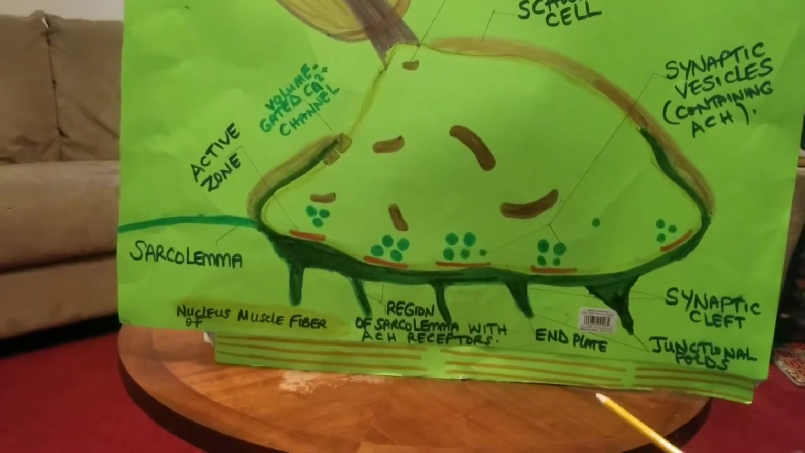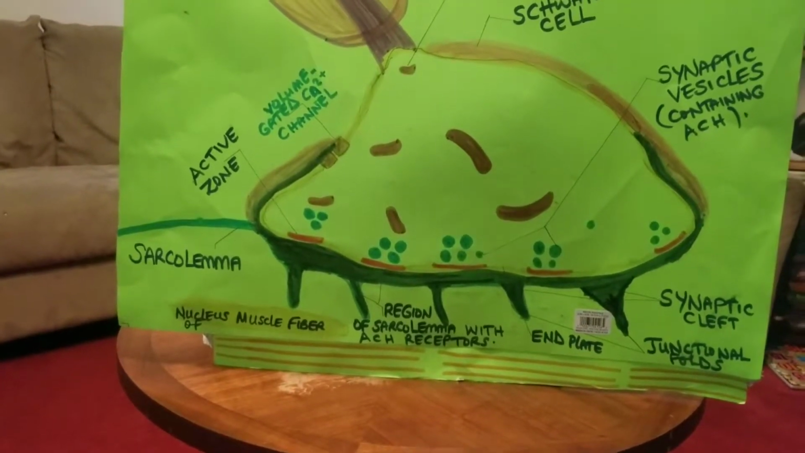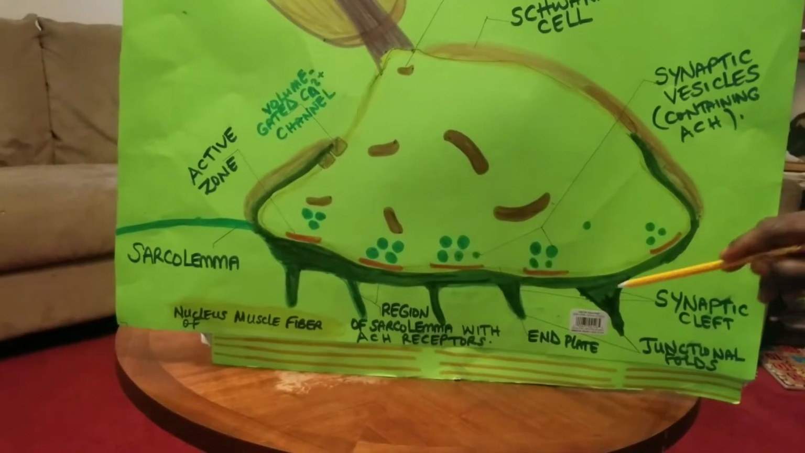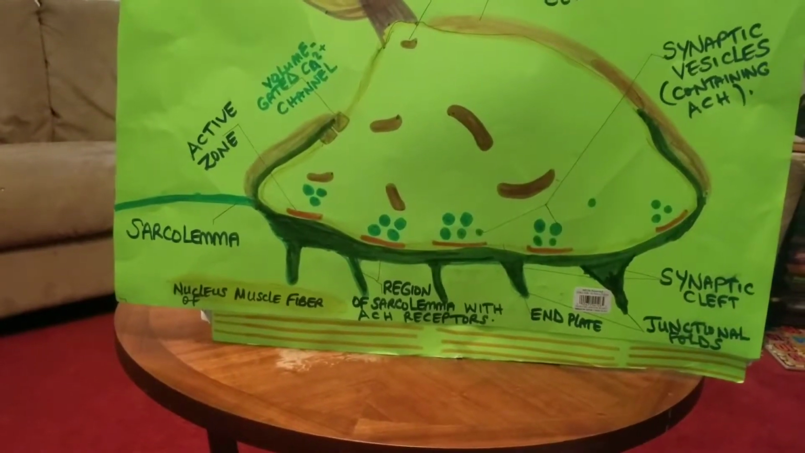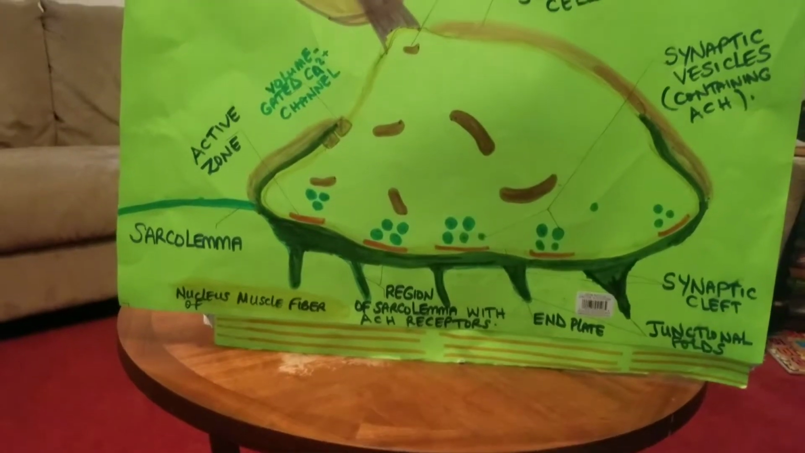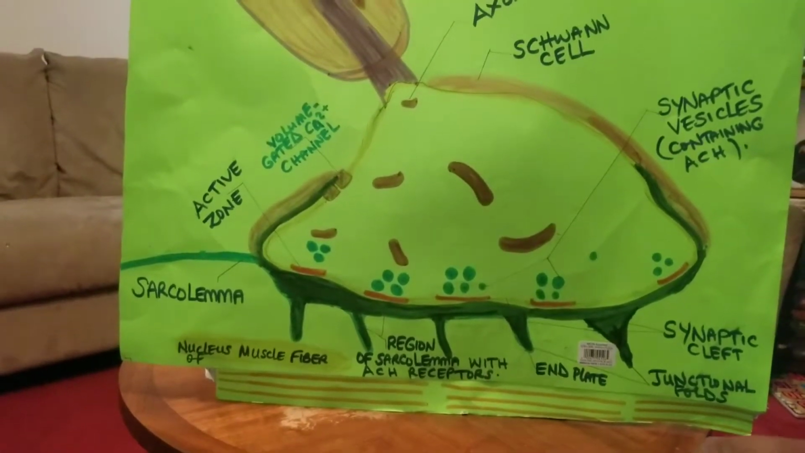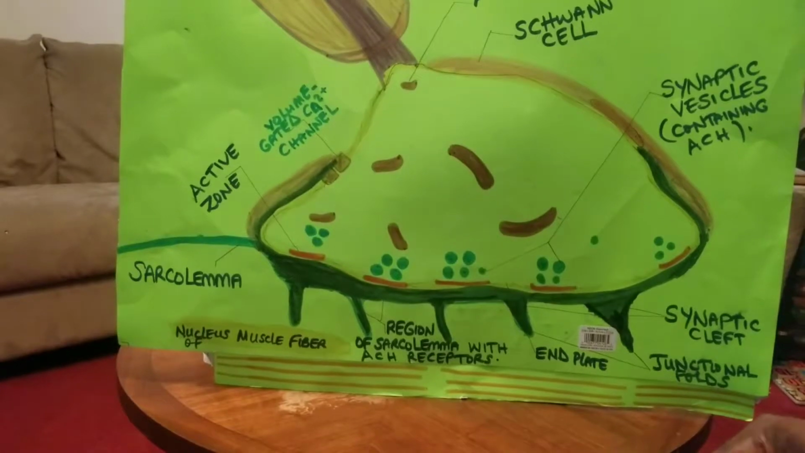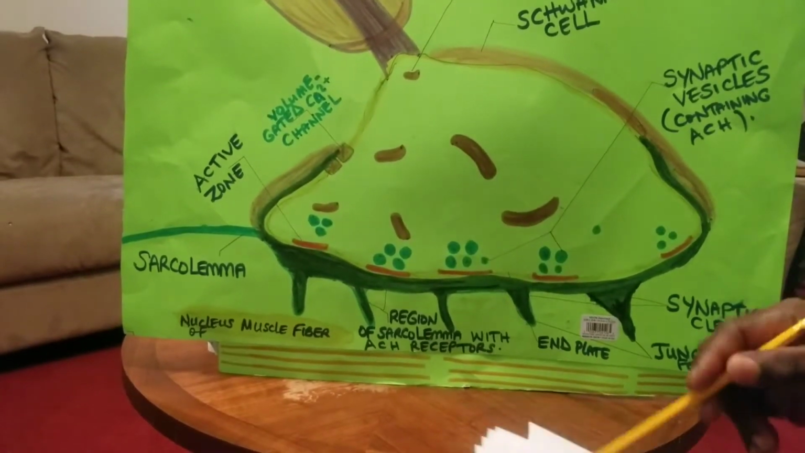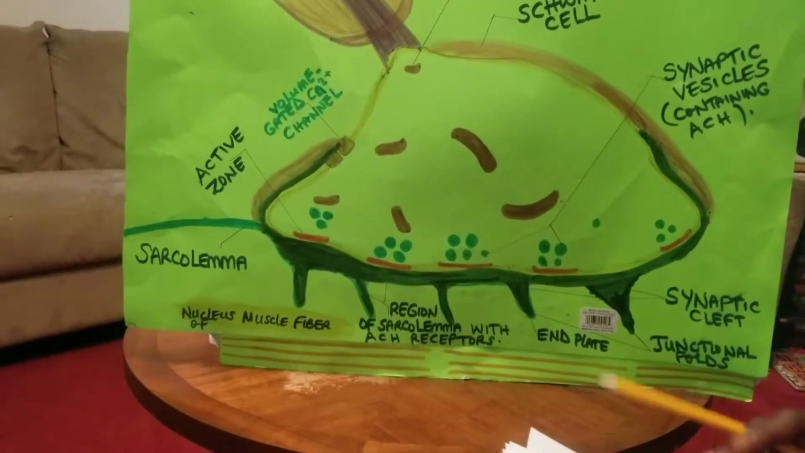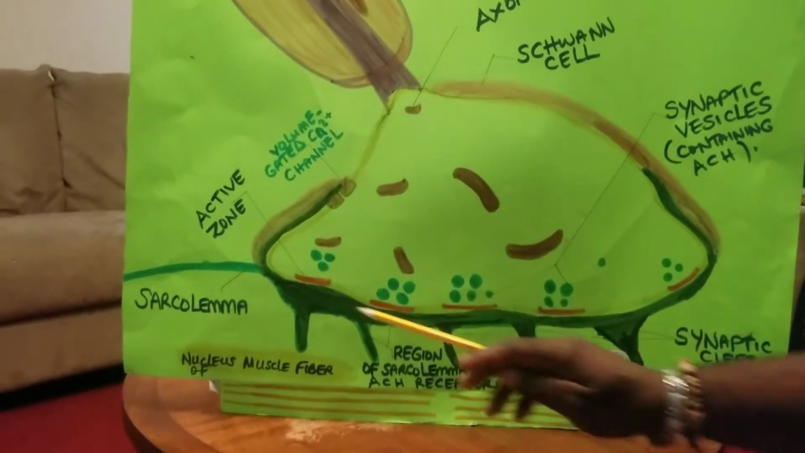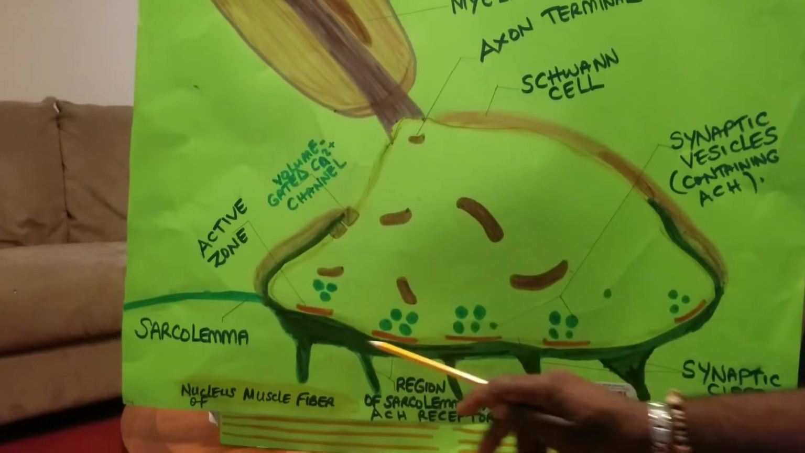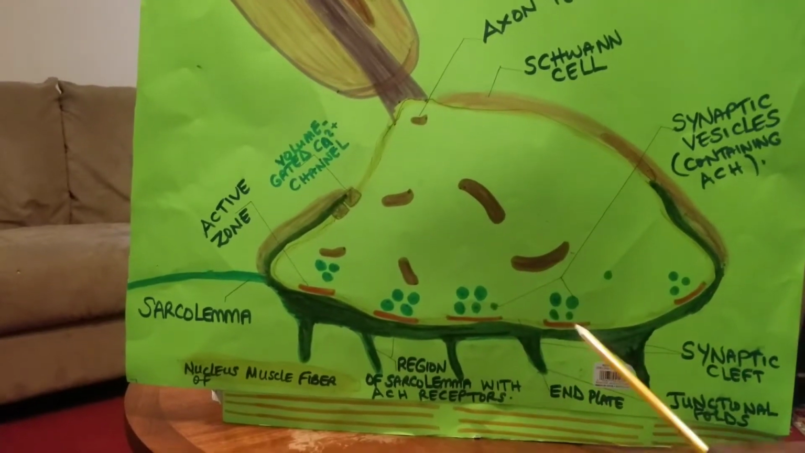Then the fourth step is that acetylcholine diffuses across the synaptic cleft, along where you have the synaptic cleft, and binds to receptors, which contain ligand-gated ion channels. Then the fifth step is that the gated ion channels open. You see they're open for the movement.